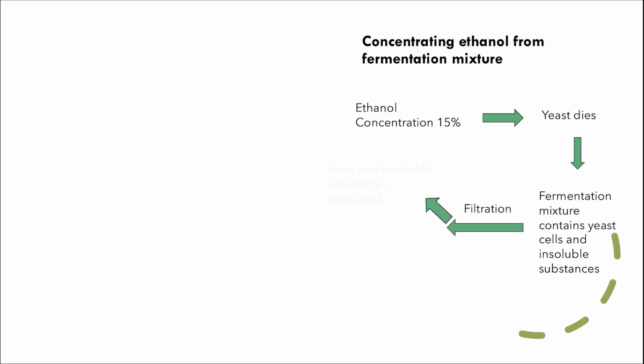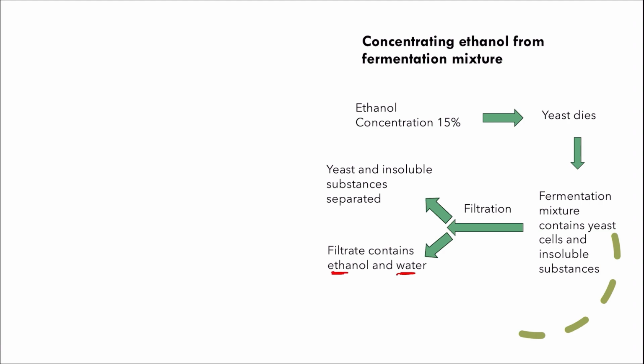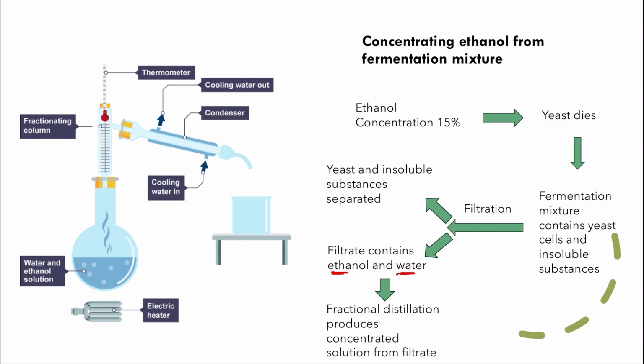Through filtration, the yeast and insoluble substances are separated, and then you have the filtrate, which will contain ethanol and also water. Now you need to concentrate the ethanol, get rid of the water, and you can do this by using fractional distillation. And we know how fractional distillation works. Ethanol has a lower boiling point than water, and it can be separated from a mixture with water using fractional distillation.